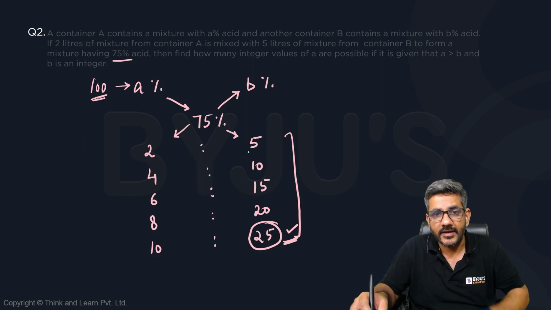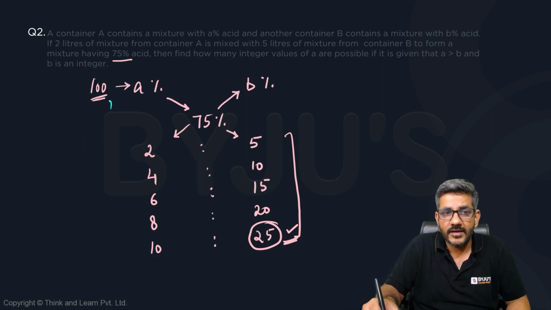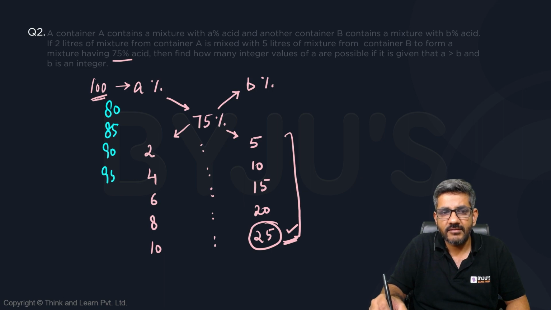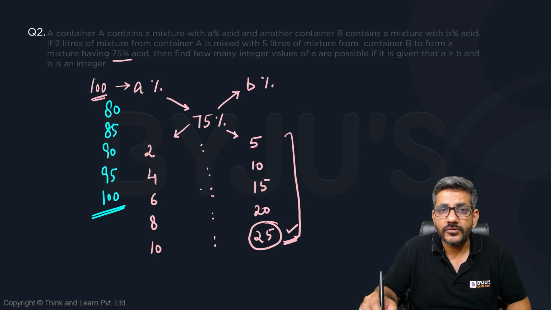and accordingly, we can write down the values of A. When it is 5, the value of A would be 80. When it is 10, the value of A would be 85. When it is 15, the value of A would be 90. For 20, it is 95, and for 25, it is 100. So these are the 5 values of A which are possible.